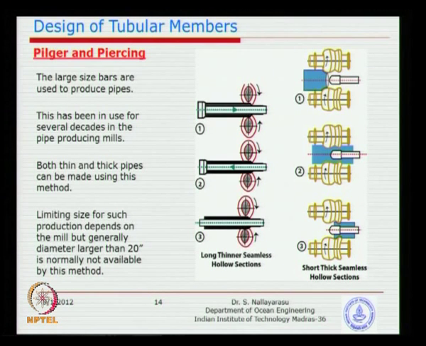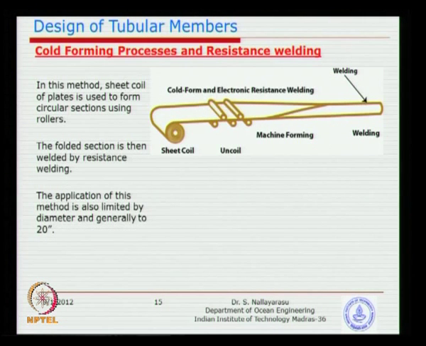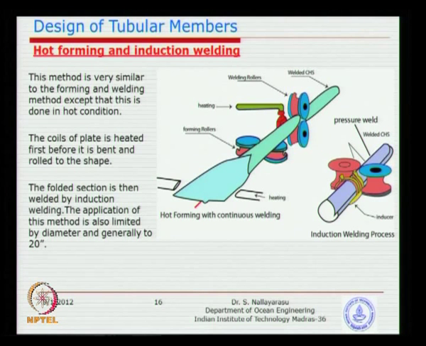I think we did look at this so-called piercing to produce pipes, which is quite simple. Second one is rolling of sheets into circular shapes by single welding. Third one, only the welding process changes, but otherwise the rolling and the welding is very similar.